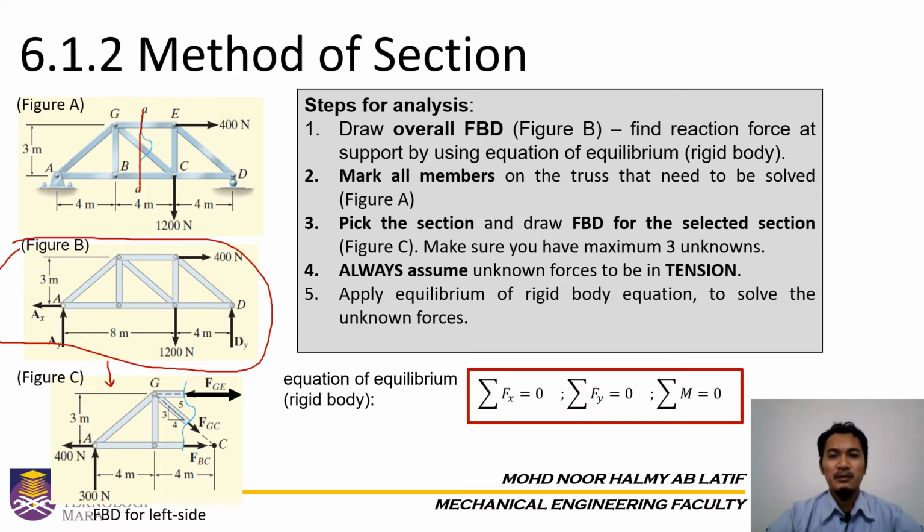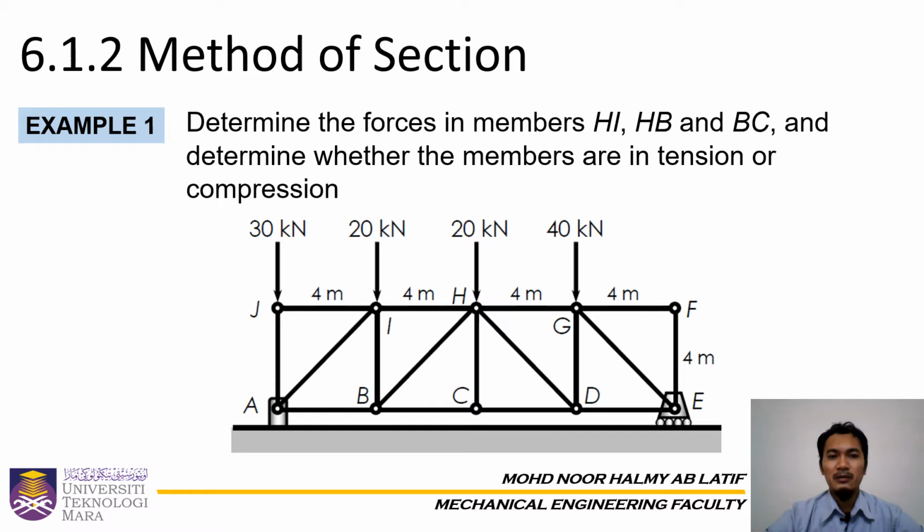Make sure you have a maximum of 3 unknowns. Here we can see we have members FE, FC and BC, which we call the unknowns. The last step is to apply the equilibrium of rigid body equations to solve the unknown forces, which are the summation of forces in x and y direction equal to 0 and the summation of moment equal to 0. Now let's do one example to practice the steps that we have learned.